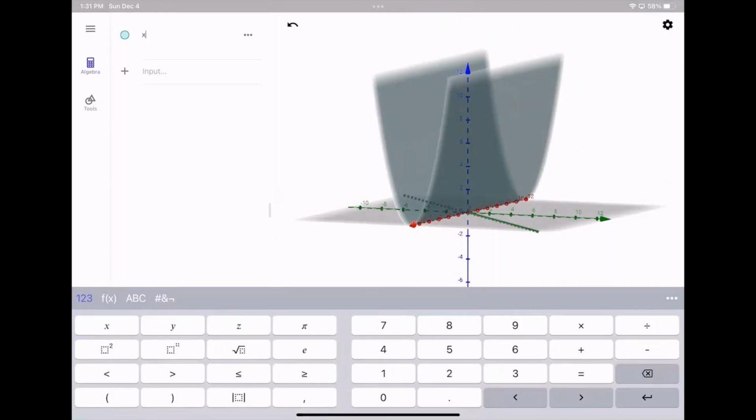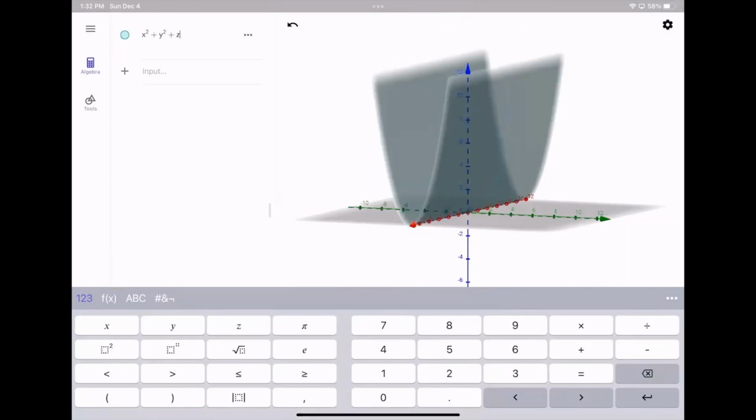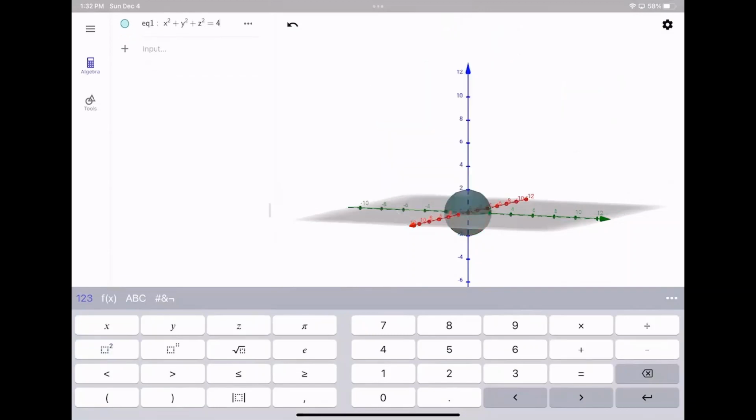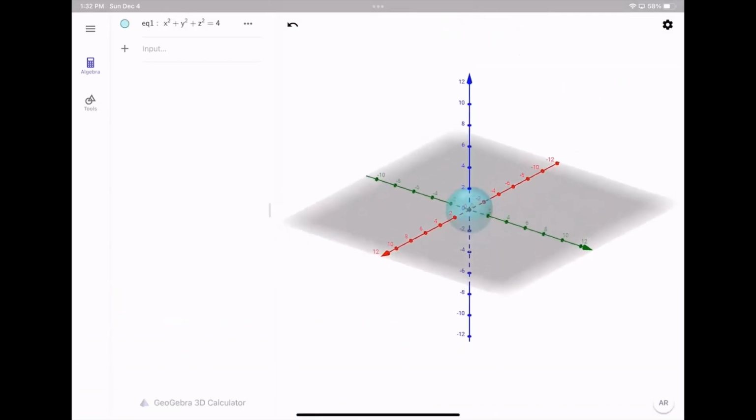The last example we did was a sphere. You had x squared plus y squared plus z squared equals 4. That was a sphere of radius 2. That was the picture I tried to draw. All right, so I hope this helped you understand 3D images a little better.